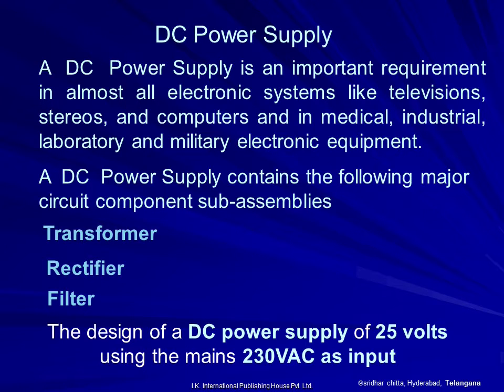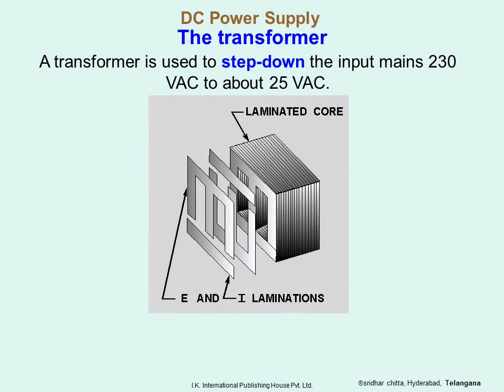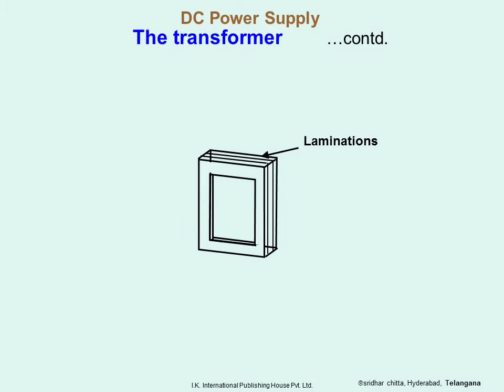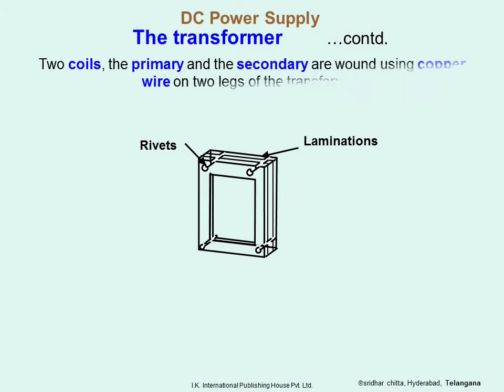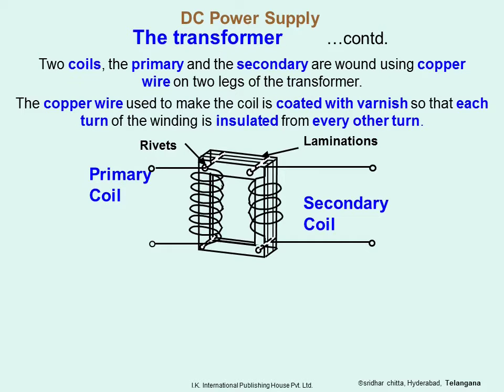as its input. A transformer is used to step down the input mains 230 volt AC to about 25 volt AC. It typically consists of punched steel laminations riveted together to form the core of the transformer. The purpose of laminating the core is to reduce the eddy current loss. The primary and the secondary coils are wound using copper wire on two legs of the transformer. The copper wire used to make the coil is coated with varnish so that each turn of the winding is insulated from every other turn.